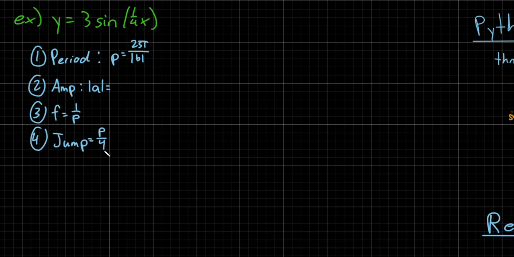Okay. That's where we're starting off. We're going to get on the boards and try to graph these. For F, it's 1 over P, yeah. Because it's just the reciprocal of our P. So we're just flipping our P the other way.